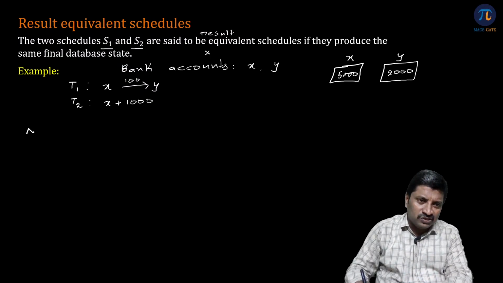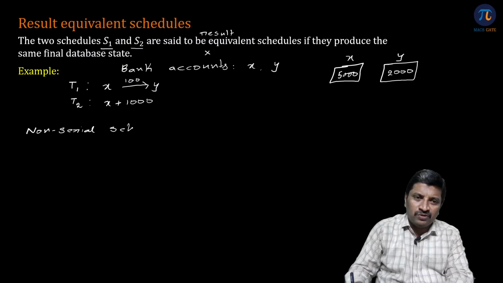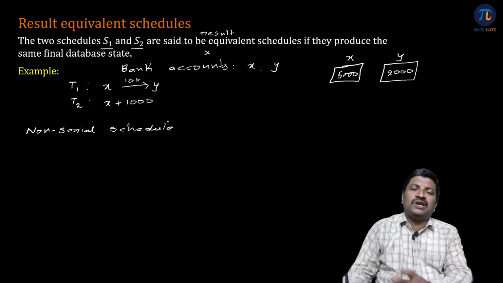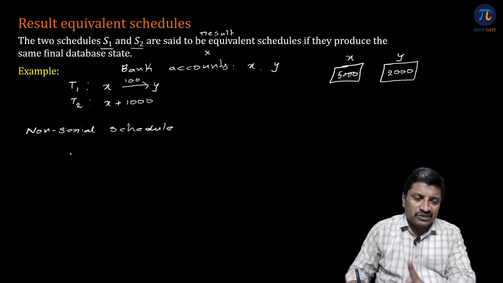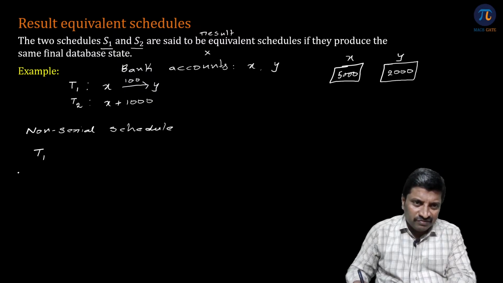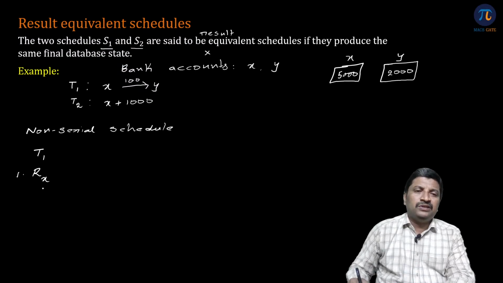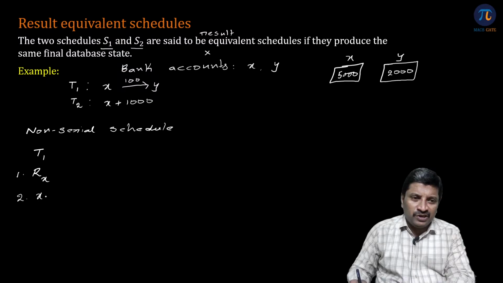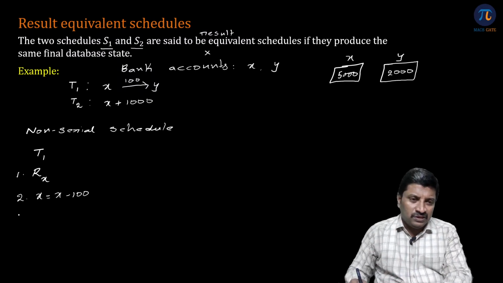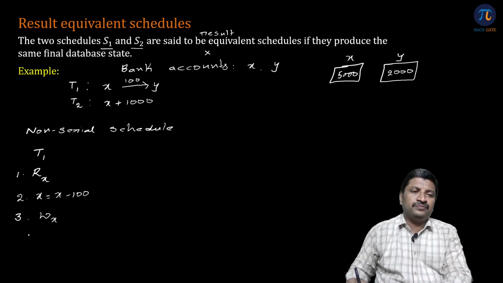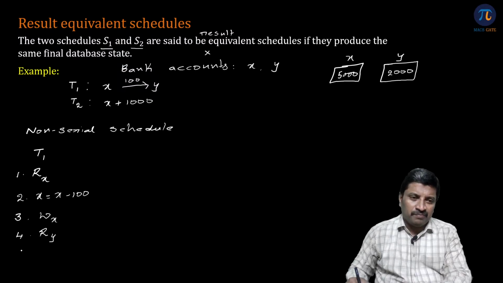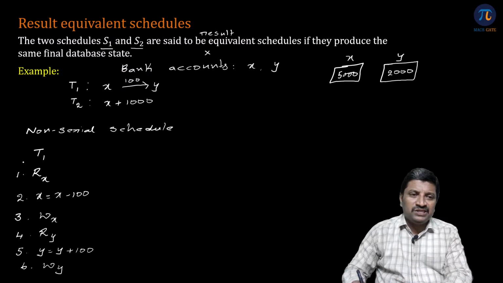Now let me give one non-serial schedule. What does it mean? We can switch between transactions without completion of the started transaction. First, what is T1? In T1, the first thing is to read the value of X. Then update the value by subtracting 100, because we want to transfer 100 rupees. Then write back the updated value. Then read the value of Y, add the 100 rupees to Y, and write this value to the database. This is my T1.